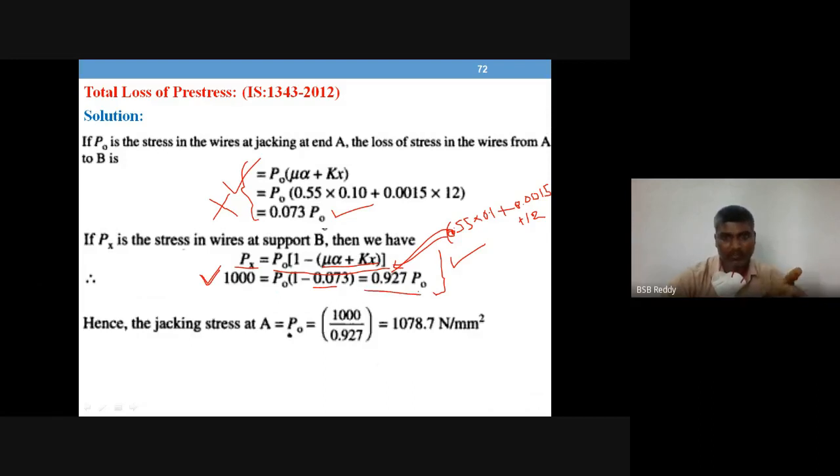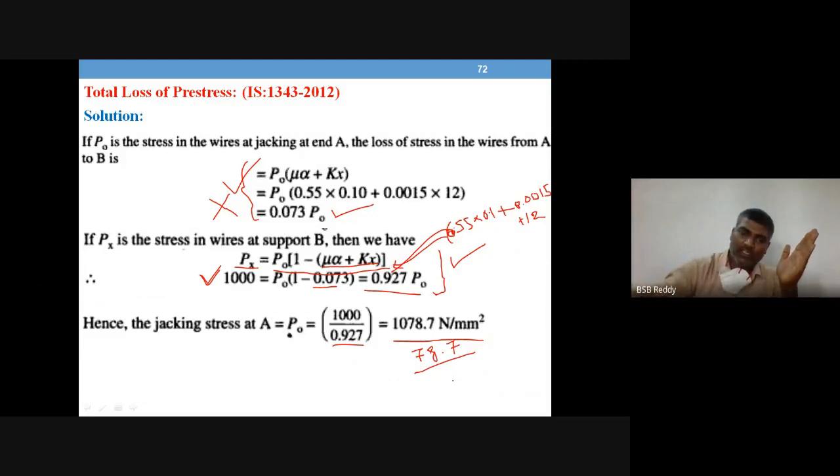Okay. So P naught is equal to 1000 divided by 0.927. That is 1078.7 Newton per mm square. So what is the loss value? 78.7 Newton per mm square is lost, because the hydraulic jack is developing 1078.7 megapascal.